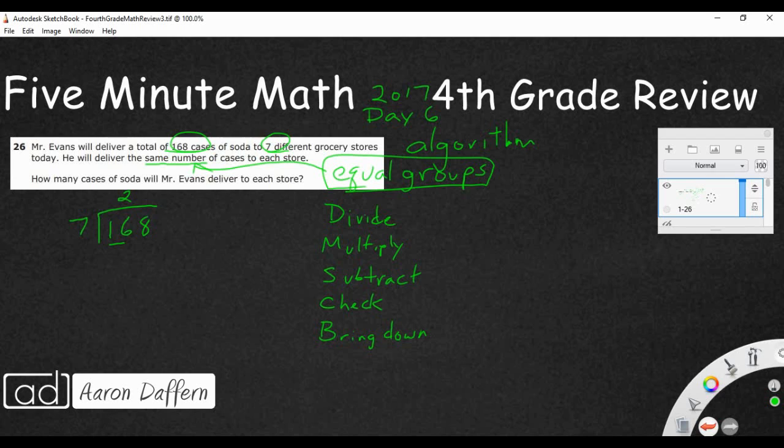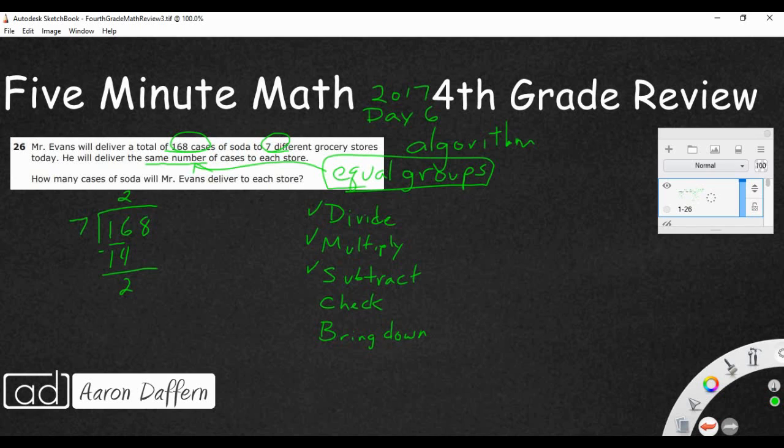Now, since I'm just looking at 16, I'm kind of ignoring that 8. So for my answer, 2, how many times can 7 go into 16 without going over? This is where we need to know our multiplication facts. It's going to go above that 6 as well. We'll deal with that 8 in just a moment. Now we need to multiply. Well, that 2 that I just wrote times the 7, we know that's 14. So we're going to subtract 16 minus 14. That's going to leave me with 2.